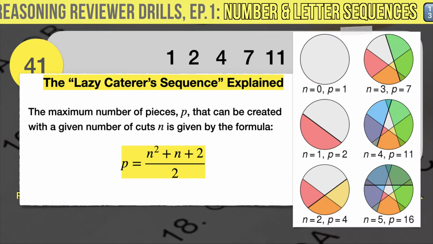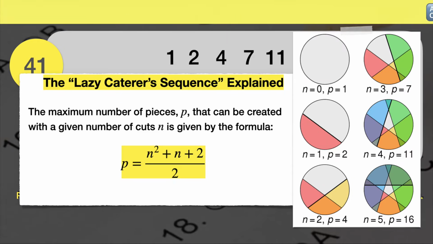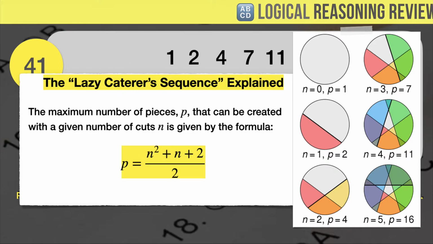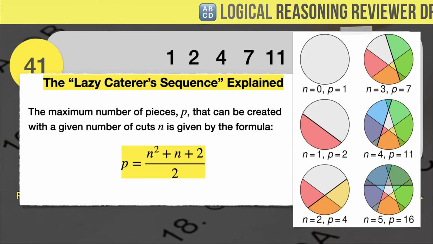With the lazy caterer sequence, the maximum number of pieces, P, that can be created with a given number of cuts n, where n is equal or greater than 0, is given by the formula: P equals the quantity n squared plus n plus 2, all over 2.